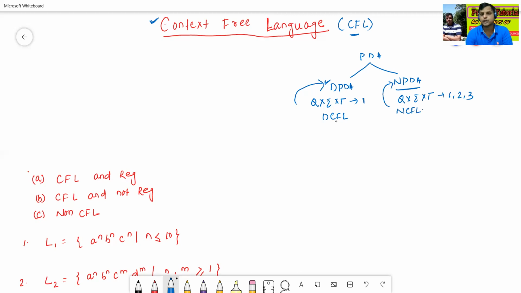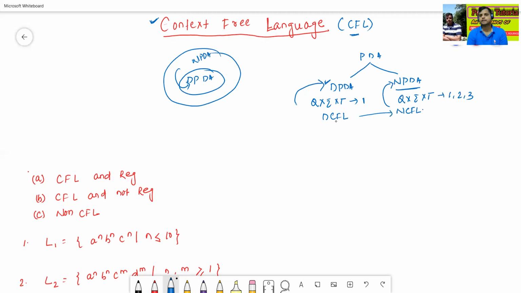Every DPDA is an NPDA, but every NPDA need not be a DPDA. Similarly, every DCFL is an NCFL, but every NCFL need not be a DCFL.